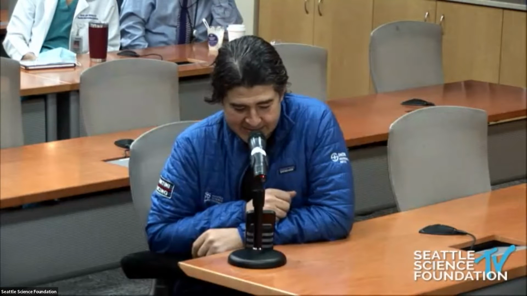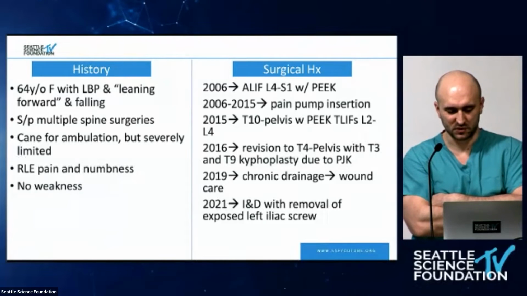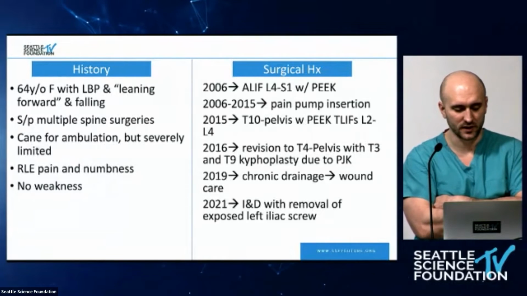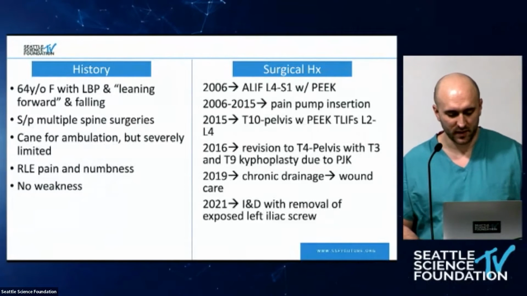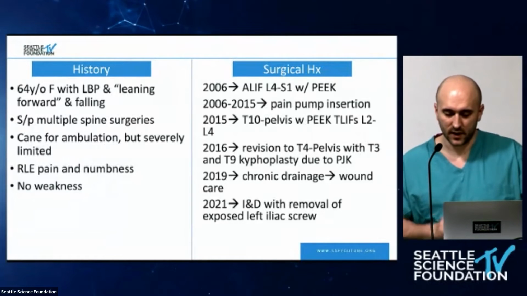Good morning, everybody. My name is Jerry Robinson. I'm one of the ortho spine fellows here. I'm going to present a case this morning. This is a 64-year-old female with low back pain, leaning forward and falling, with a long history of multiple spine surgeries, a cane for ambulation but severely limited currently, right lower extremity pain and some numbness, but no weakness. Here you can see their long surgical history.